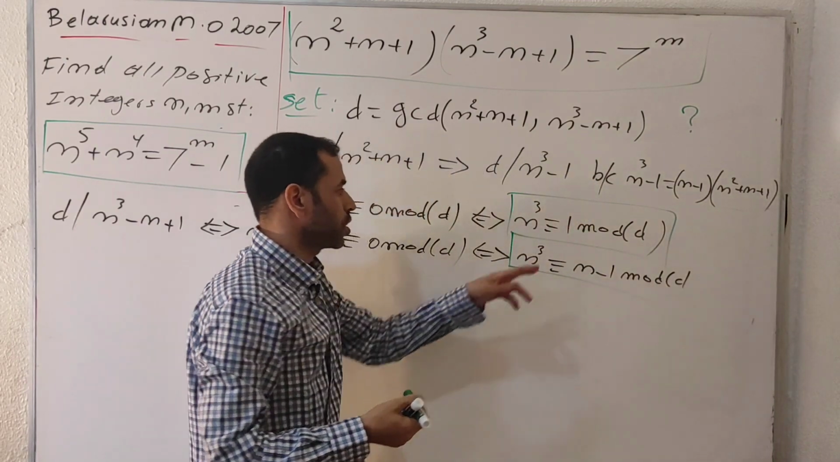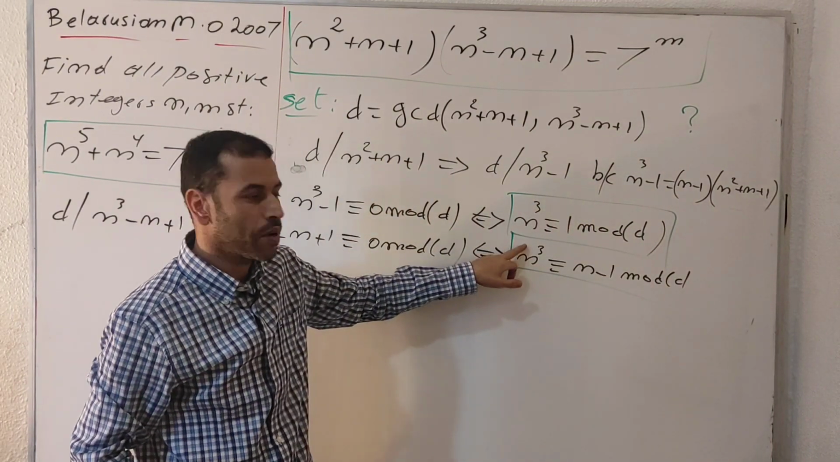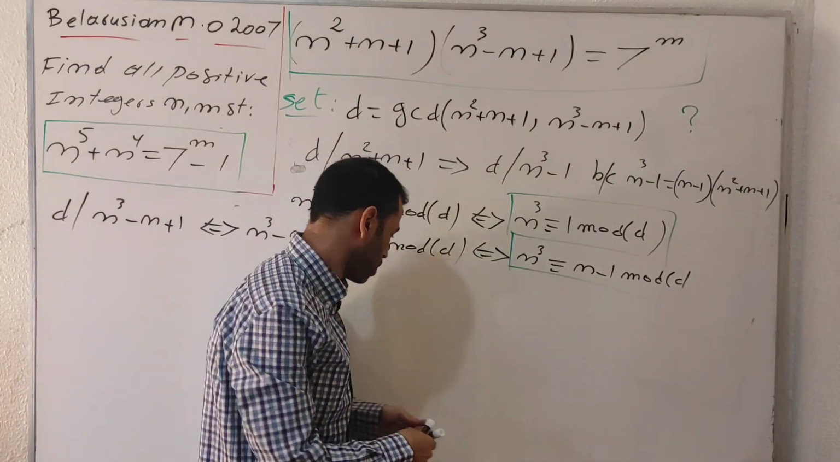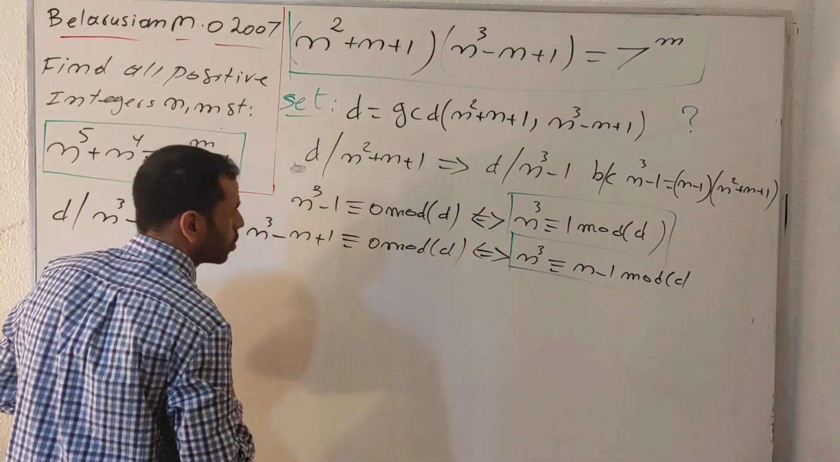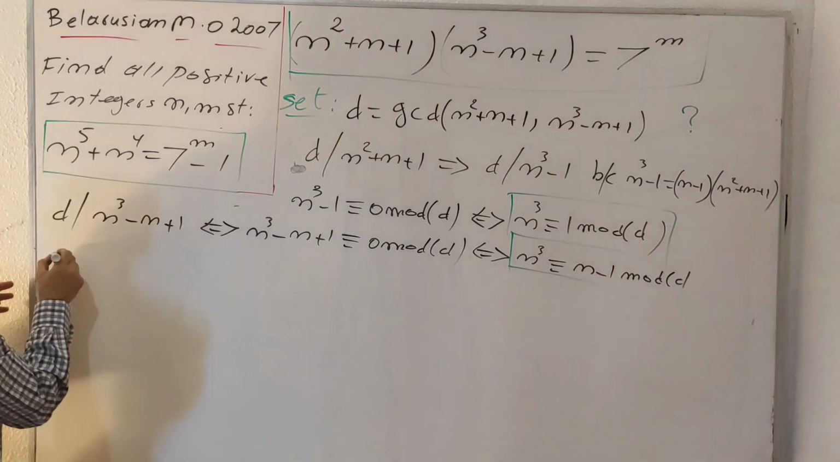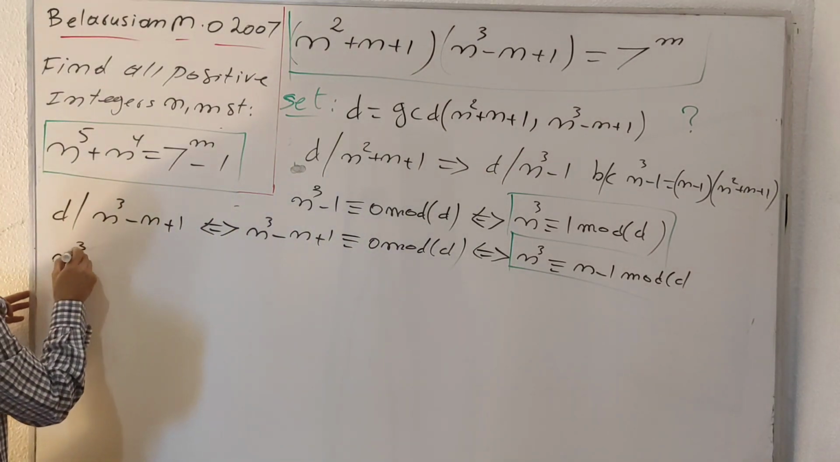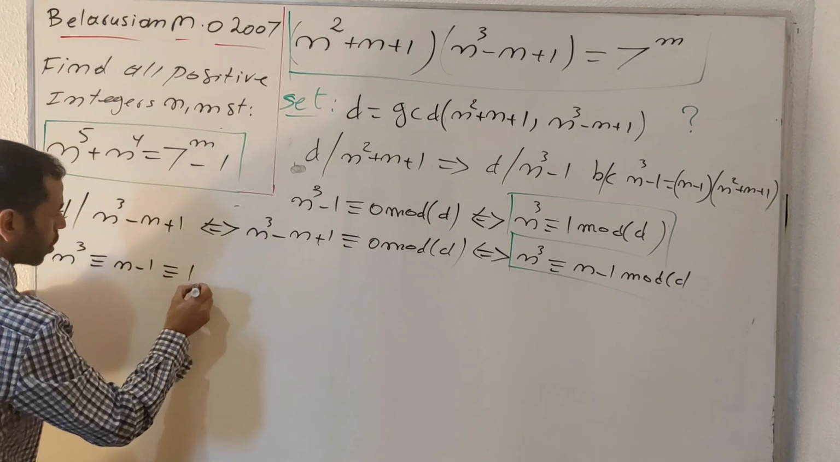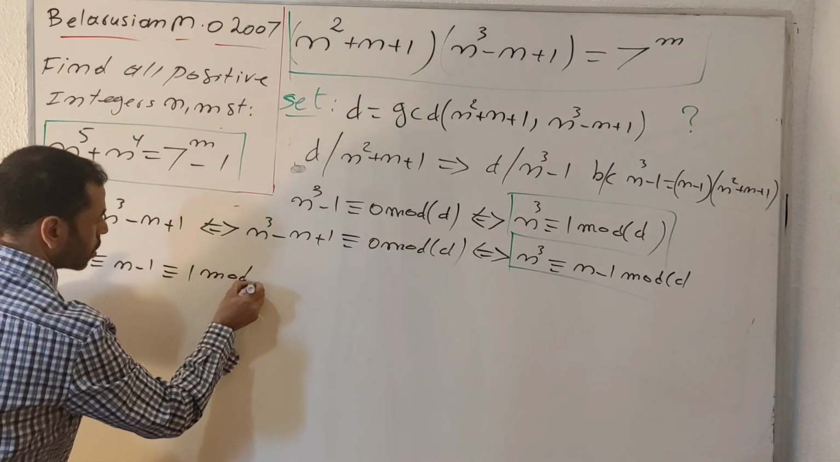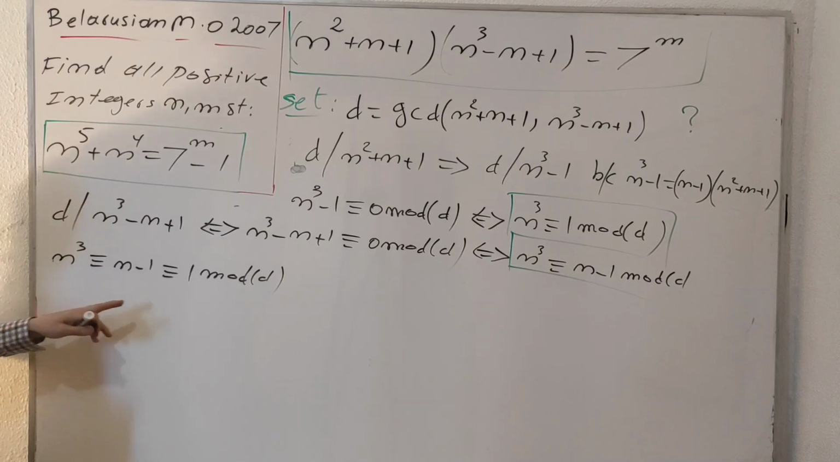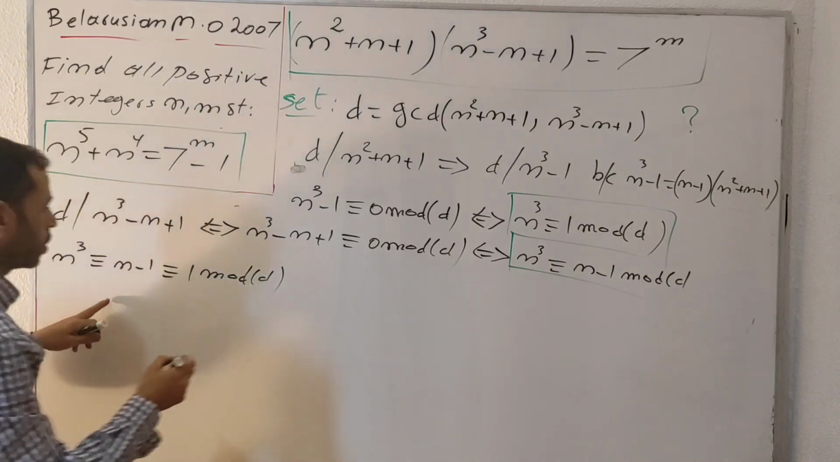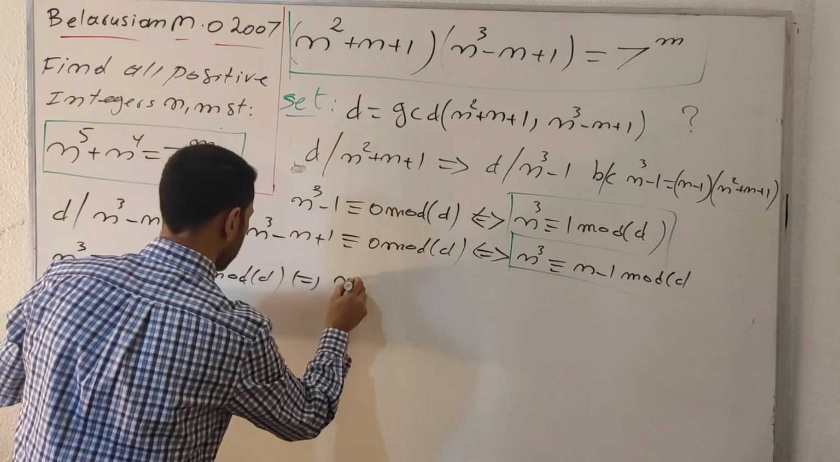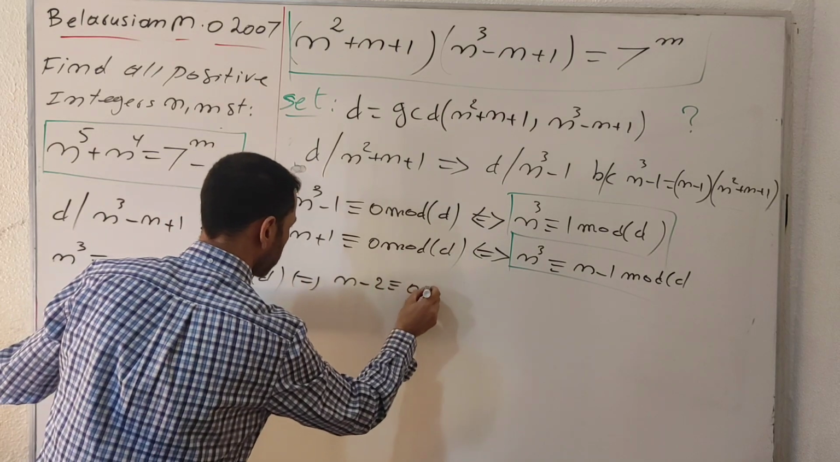Okay, the same equation system. So we have n cubed is congruent to 1 mod D. At the same time, we have n cubed is congruent to n minus 1 mod D, which means I'm going to combine these two equations. I will get n cubed, which is congruent to n minus 1, which is congruent to 1 mod D. By taking the one to the left, I will get n minus 2 is congruent to 0 mod D.